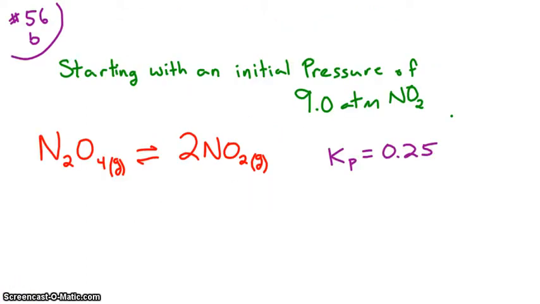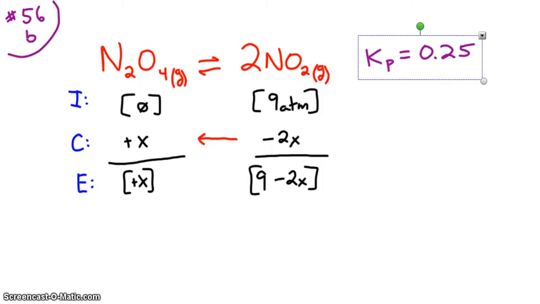This is now 56 part B. Starting with an initial pressure of 9.0 atm NO2. The equilibrium constant is still the same. To determine the equilibrium concentration of the gases, again, we need to use an ice box. This time we are told initially we have 9 atm NO2, and no initial concentration of N2O4.